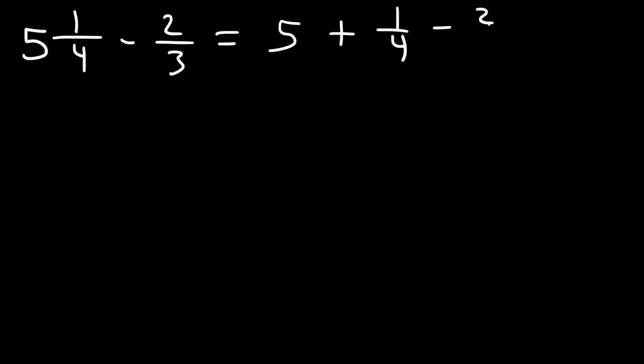Try this one. 5 and 1/4 minus 2 over 3. So it's similar to the last problem, but a little different. Notice that 1 over 4 minus 2 over 3 will give you a negative result, because 1/4 is less than 2/3. So this time, we need to borrow a 1 from the 5. So we're going to write 5 as 4 plus 1.